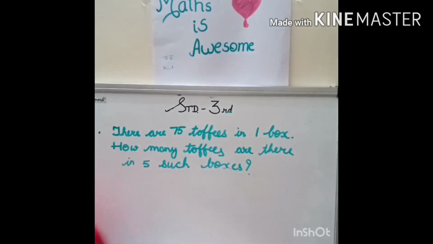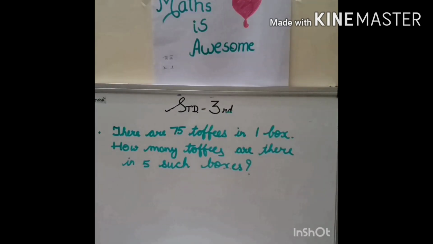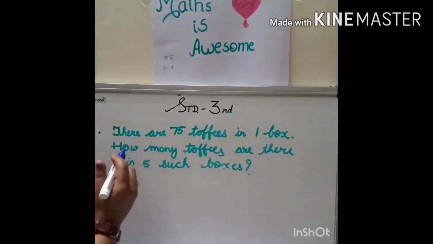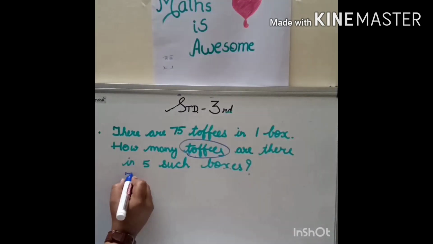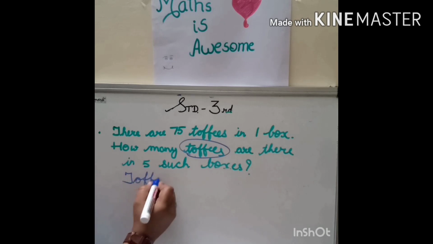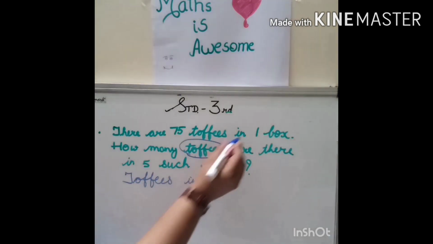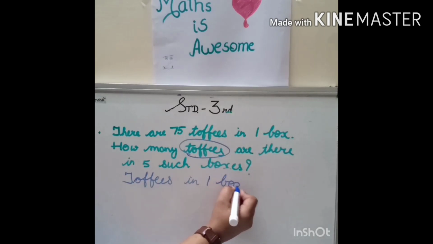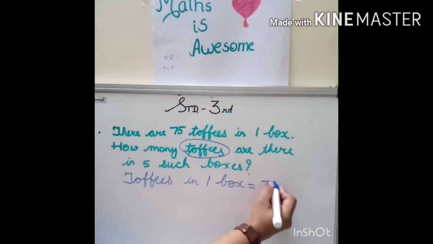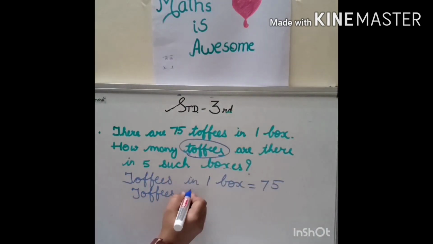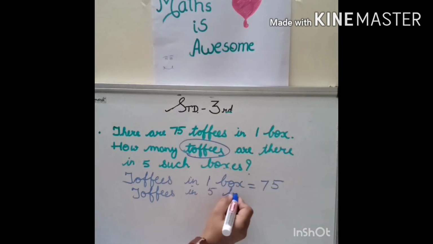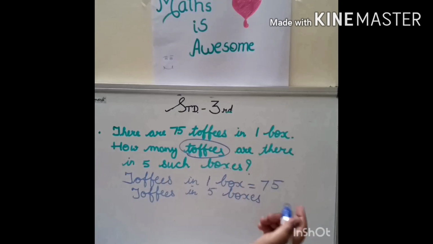Now comes the statement part, how to make the statement. In the same way children, I told you we have to check the question line, that is the second line in this question. How many toffees? So we have to start with the word toffees. Toffees in one box. What have they given? That is 75. Now the question is toffees in 5 boxes. That means now we know this is the question of multiplication. So we can write 75 multiplied by 5.